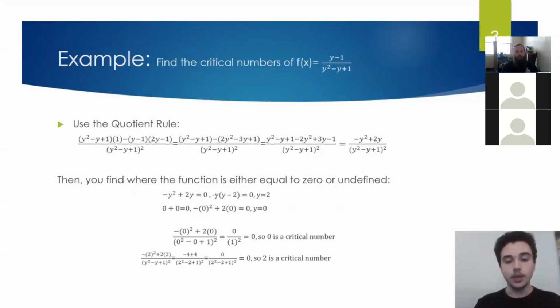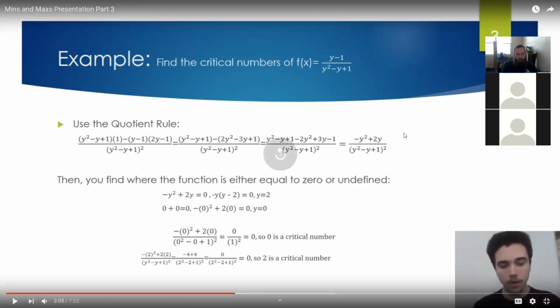And then we keep on simplifying that, and then we find where the function is equal either to 0 or is undefined. And for this one, I couldn't find any values of the denominator that would cause it to be undefined, but I did find 2 values of the numerator that could cause it to be 0, and thus cause the whole thing to be equal to 0. And those 2 values were 0 and 2. So 0 and 2 are both critical numbers.